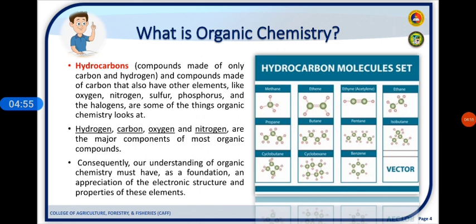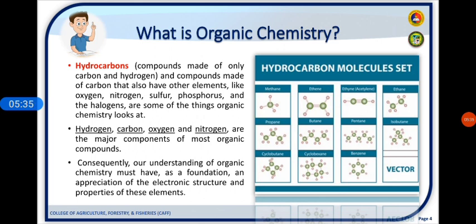So hydrocarbons are compounds made of only carbon and hydrogen, and compounds made of carbon that also have other elements like oxygen, nitrogen, sulfur, phosphorus, and the halogens. So what are the halogens? Okay, we have fluorine, chlorine, okay, what else? Bromine, and iodine. So do not forget, I hope you still recall your halogen family in our enhancement chemistry class.